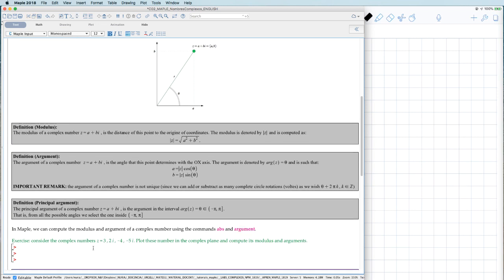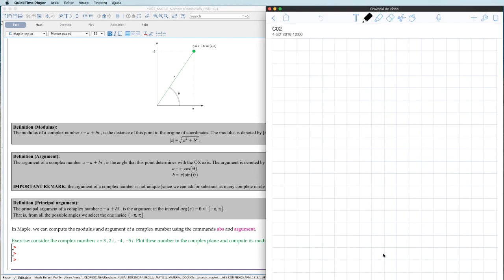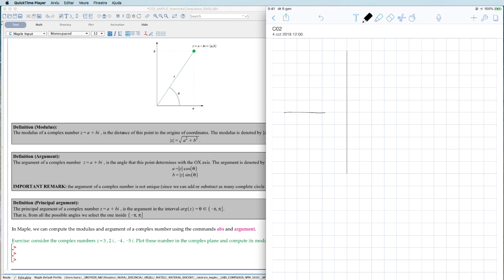We have the numbers 3, 2i, minus 4, and minus 4i, and we need to plot these numbers and compute their modulus and argument. Let's do this first by hand. So we are going to plot the complex plane. Let's hope that everything can be plotted in this one.